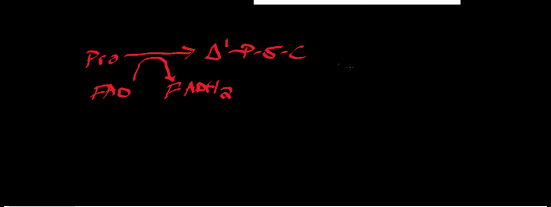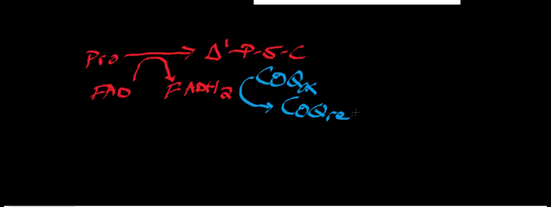One of the ways in which proline oxidase functions is it can deliver those electrons from FADH2 to ubiquinone. So that would be coenzyme Q in the oxidized state. And then coenzyme Q can pick up the 2 electrons from FADH2, and that would generate ubiquinol, the reduced form of coenzyme Q. But there's another way that this can work.